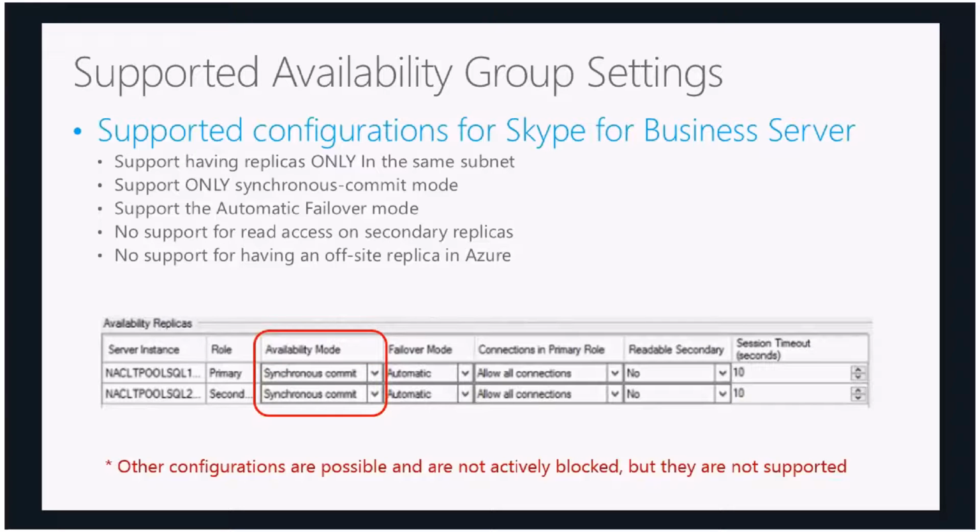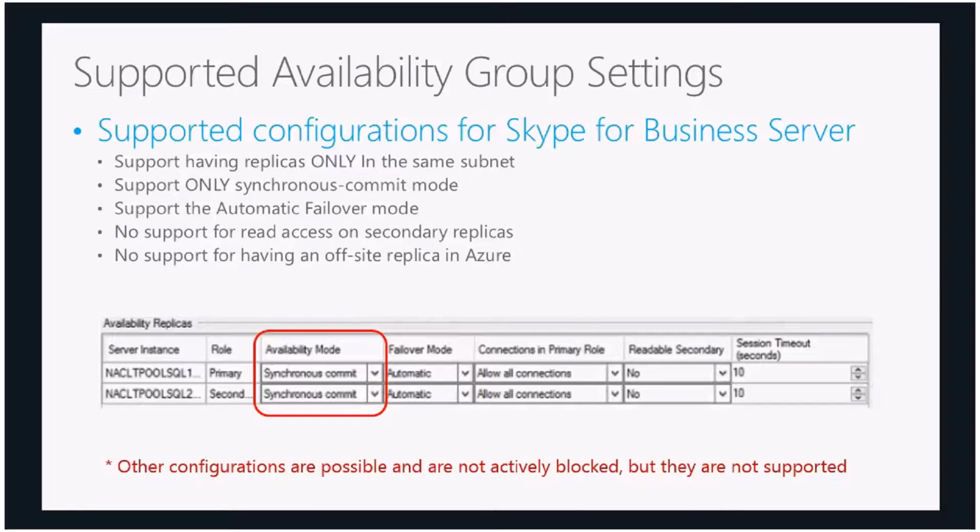And then, as we mentioned, synchronous commit mode is the only mode that is supported. So you can have asynchronous commit where writes are committed to the primary database and then after a period of time are written to the secondary databases. But for Always On, we need to be in synchronous commit mode.